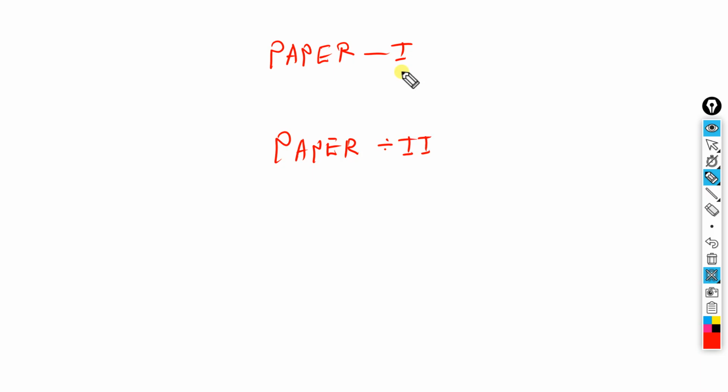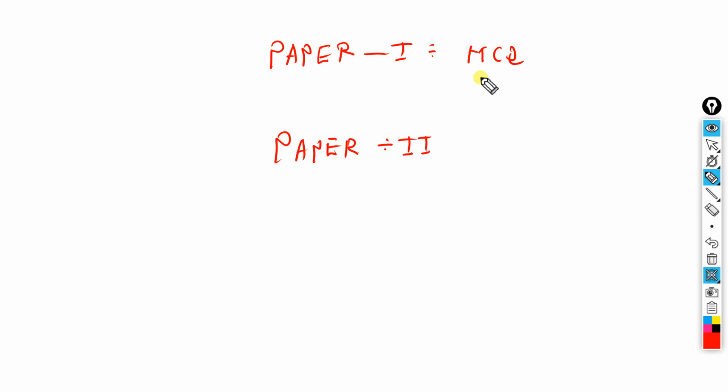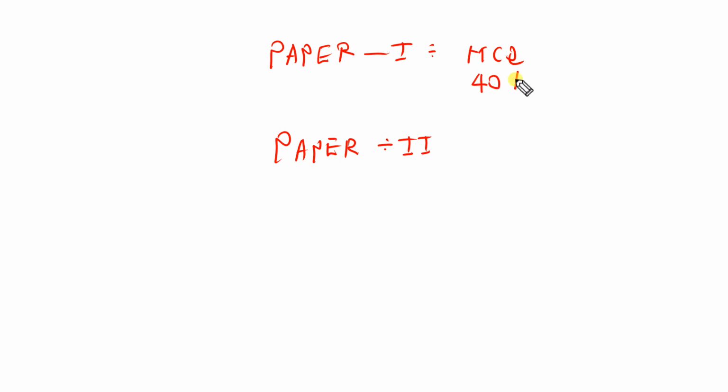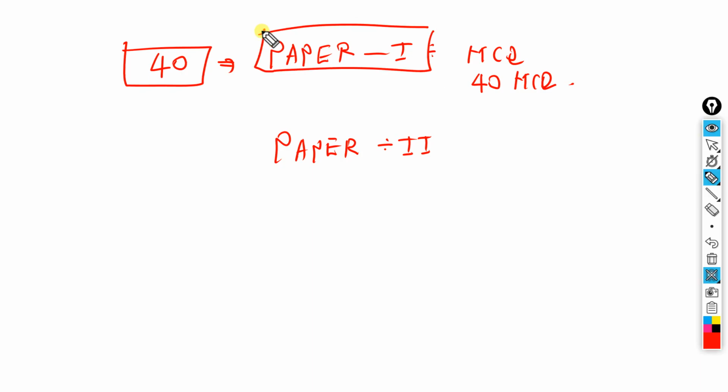Okay, paper one. What do we mean by paper one? Paper one, Pute, we have MCQ, multiple choice questions. How many? We have 40 MCQ. So this is a very critical paper, because directly out of 100, 40 marks will come from paper one. I think you are aware of that.